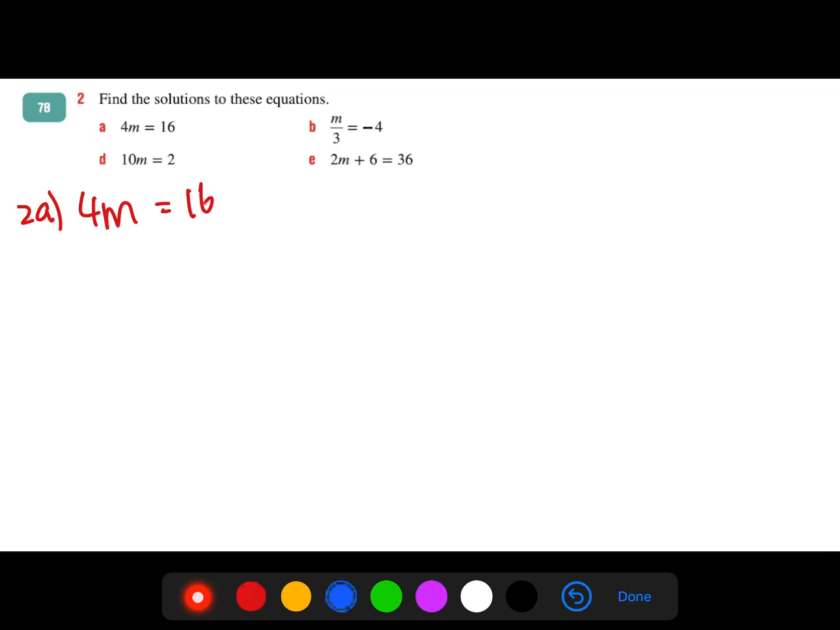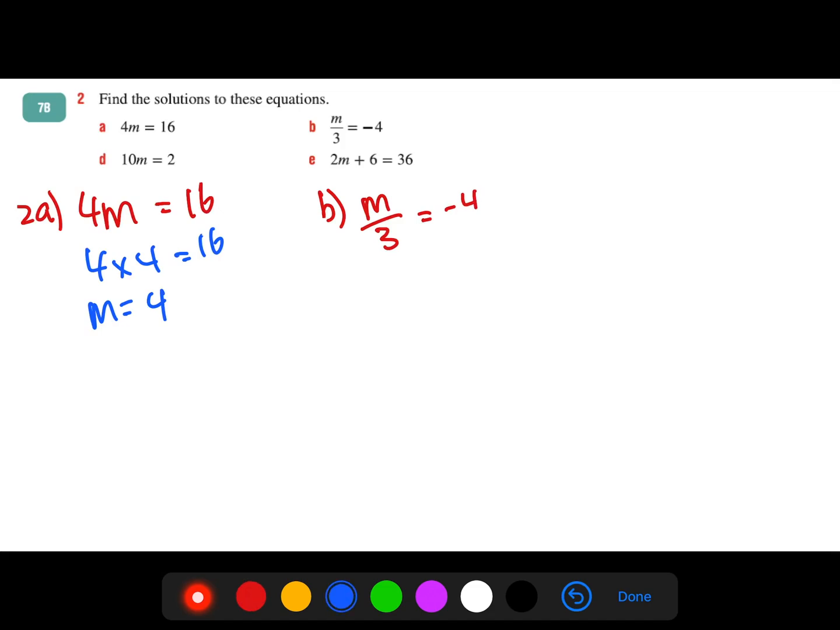I know that m has to be 4 because 4 times 4 is 16. That means m is equal to 4, so I can just do that in my head. But how about for a harder question, such as b? So m over 3 is equal to minus 4. Now, I really don't know what number m should be to make negative 4 when I divide it by 3.